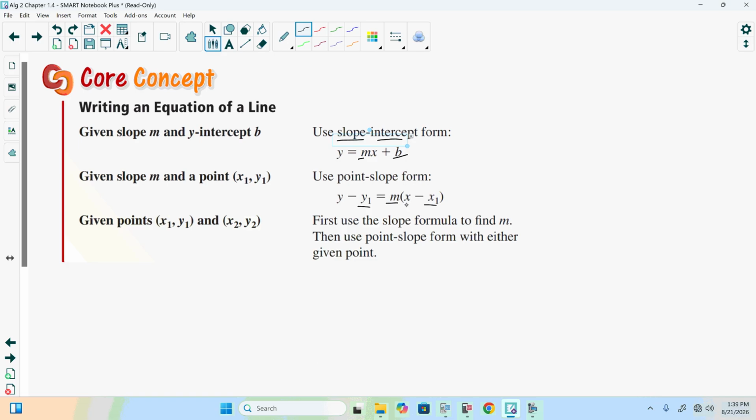Now, in some cases, we are given 2 points. And if we are given 2 points, we want to use the slope formula. Slope y2 minus y1 over x2 minus x1. We're going to use this formula here to be able to find the slope. And we will use it to find the slope, use one of the 2 points that's given to us with point-slope form to be able to find the actual equation of the line.